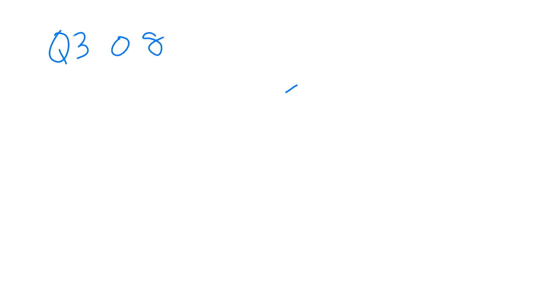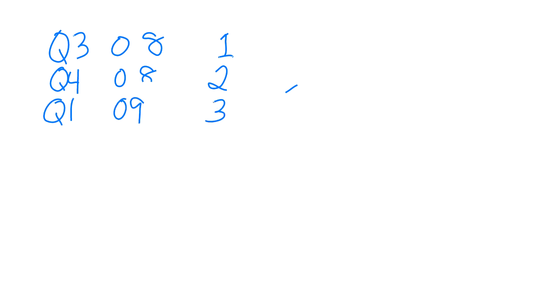Q3 08, so that should be 1. And then it went to Q4 08, and that should be 2. And then it went back to Q1 09, and that should be 3. So you should be using these numbers as your X. You're really close in your line equation, but you're off just a little bit. So I think you're missing one of the quarters.